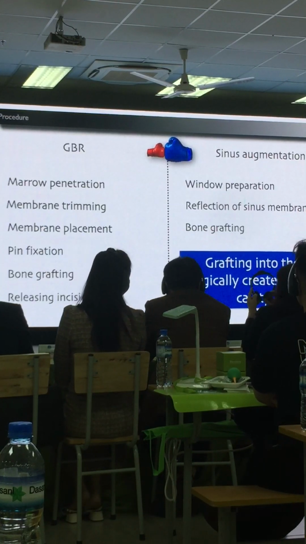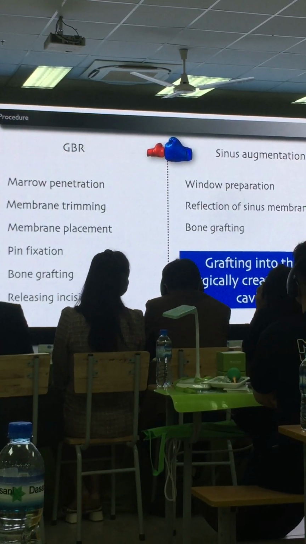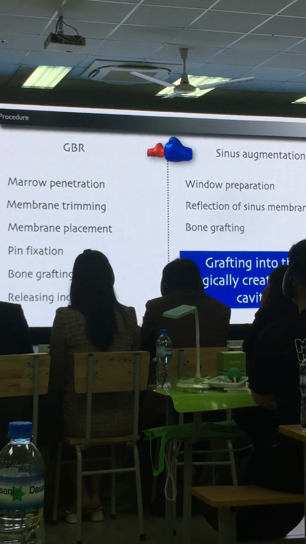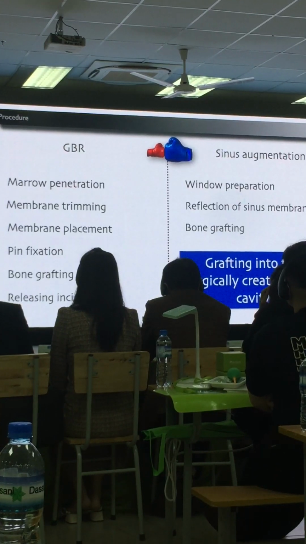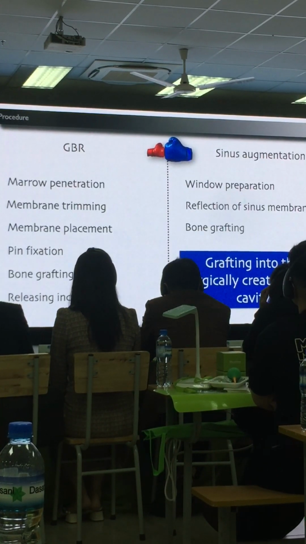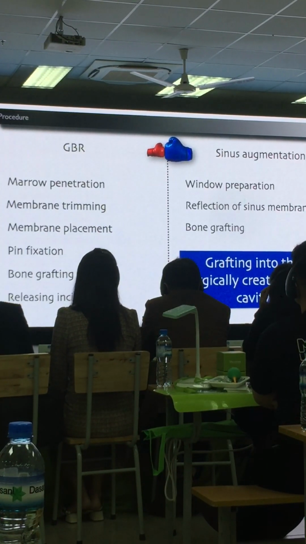On the other hand, the sinus augmentation procedure is relatively simple. The lateral access window will be prepared as planned, and then the sinus membrane will be reflected. Finally, bone substitute will be inserted into the created space. That's it. Very simple.